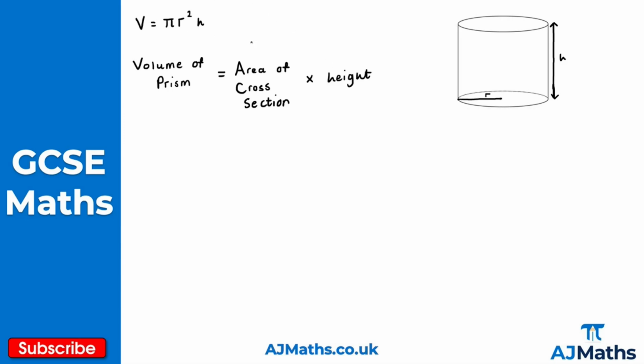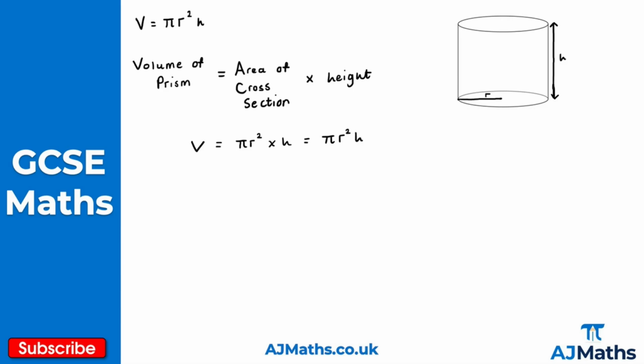If we apply that to the cylinder, the area of the cross section is just a circle, so it would be pi r squared. We times it by the height, which we label as h. In that case, we get pi r squared h, and that's the volume of a cylinder. So we don't just pluck this formula from thin air. You can see we're using the properties for the volume of a prism. Okay, so that's the formula for the volume.